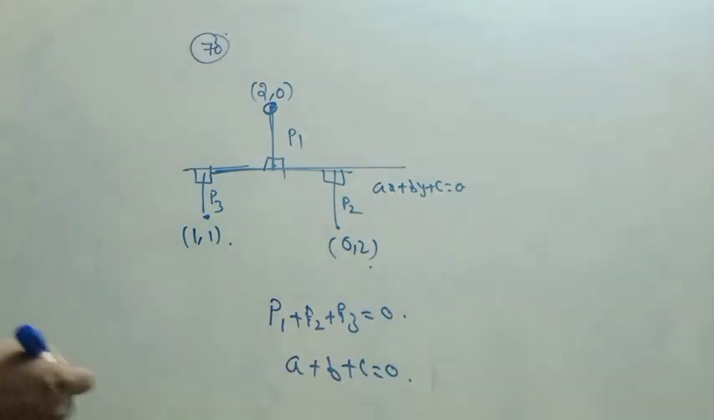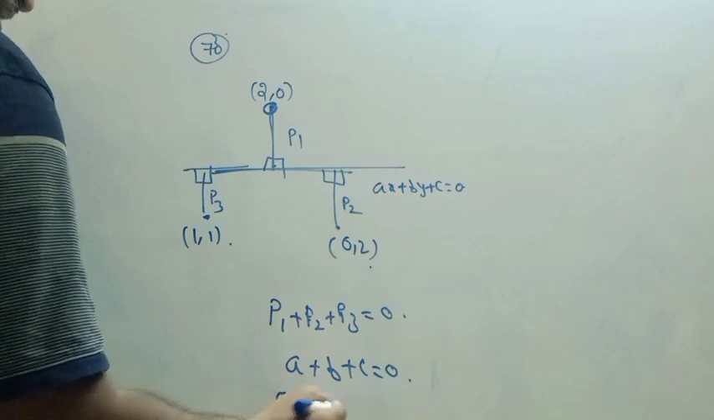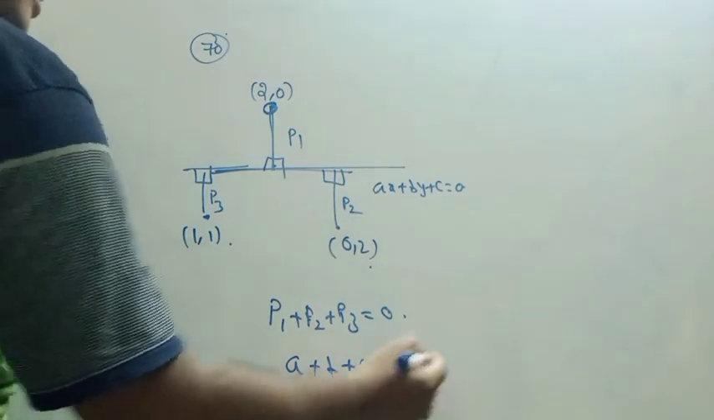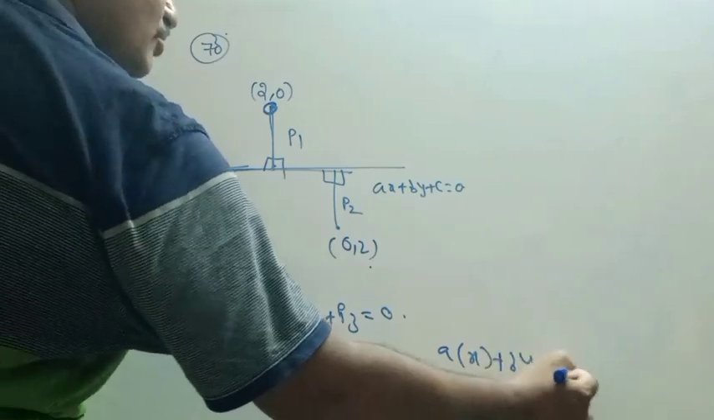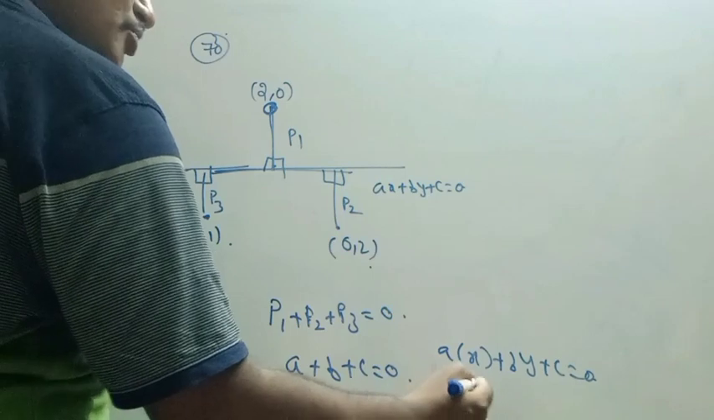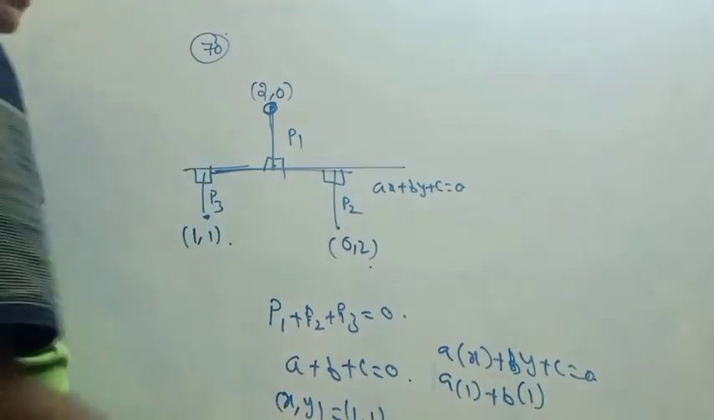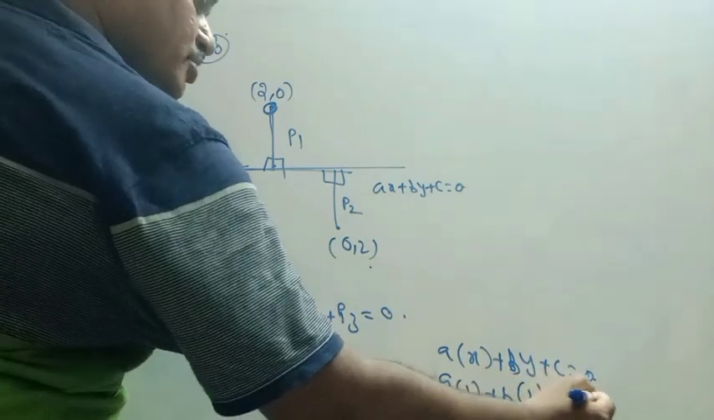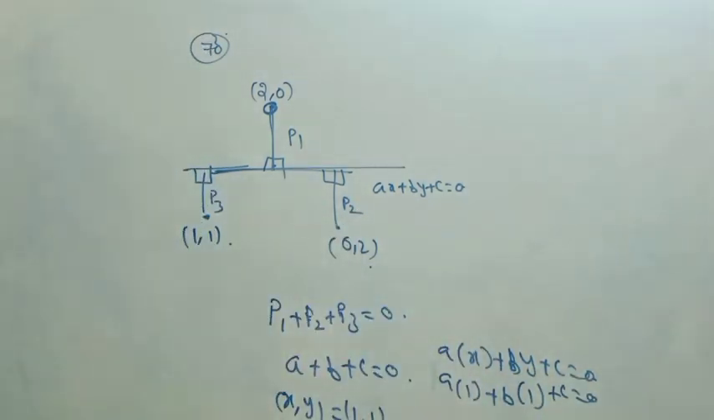That means which point is satisfying? If you take x comma y as 1 comma 1, then in the line ax plus by plus c equal to 0, a into 1 plus b into 1 plus c equal to 0. That means the point (1, 1) is satisfying. Therefore, that is the required point.